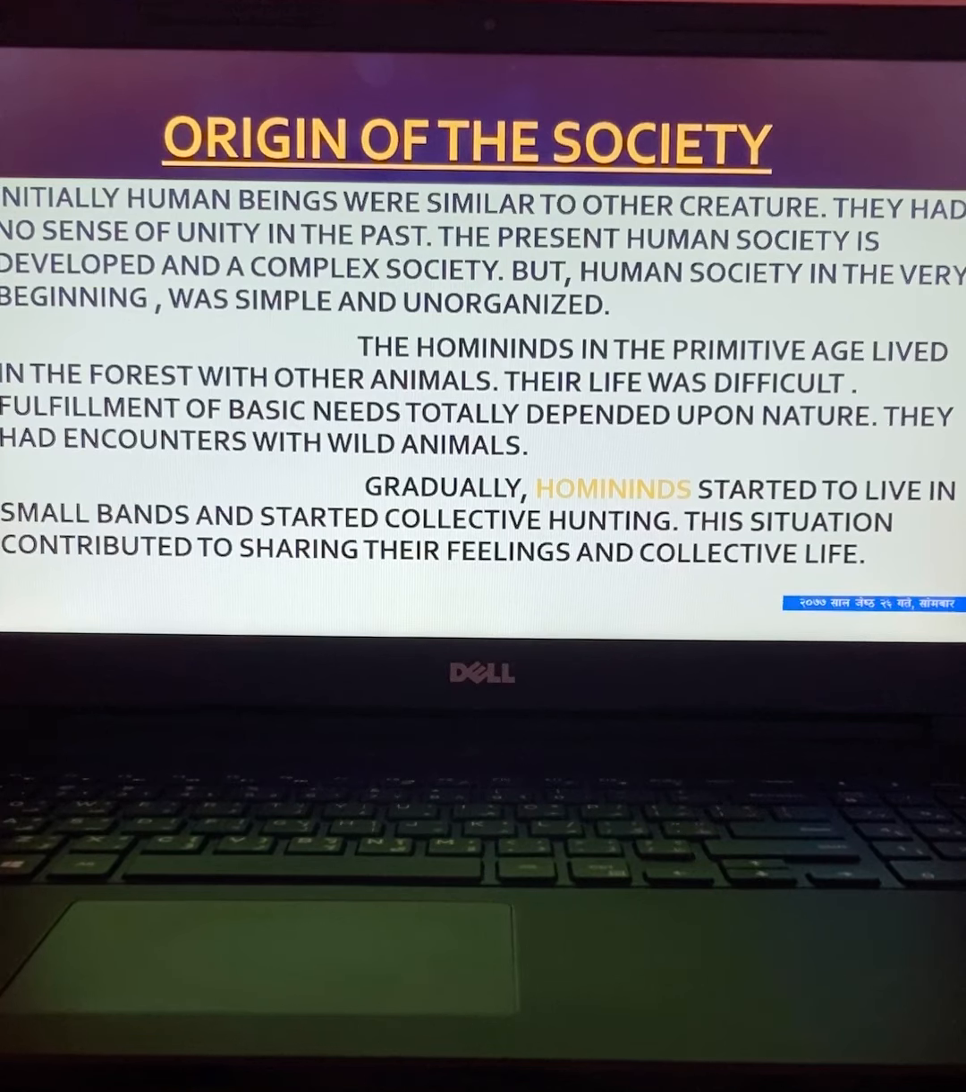During those times, we had no sense of unity. At that time, life was very simple and unorganized. For the fulfillment of basic needs, we totally depended upon nature. During those days, we used to wear leaves or the bark of trees to cover our body.